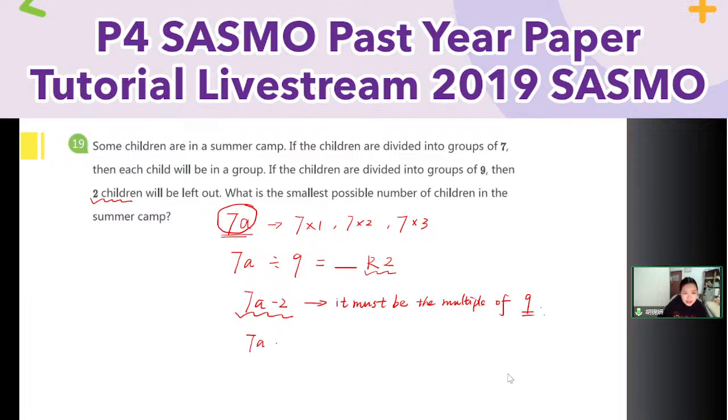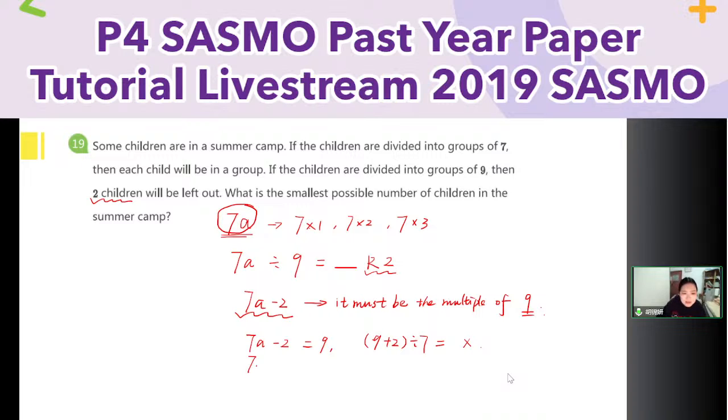Okay, can 7a minus 2 be 9? Is it possible? Let's try. So 7a minus 2 equals 9. Then 9 plus 2, then divided by 7. 9 plus 2 is 11. 11 divided by 7. Oh, there will be a remainder. So it's impossible, right? So this one, impossible.